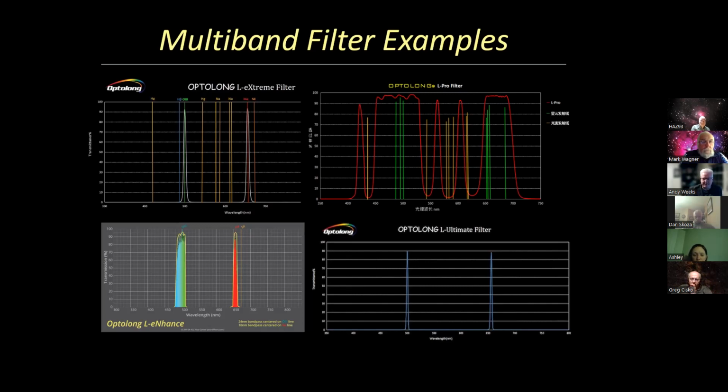So the next thing that companies came out with is this duo band pass. It's letting in hydrogen alpha and oxygen 3, and in some cases, like the L-eNhance, it's letting through the H beta, and we'll talk about that a little later.